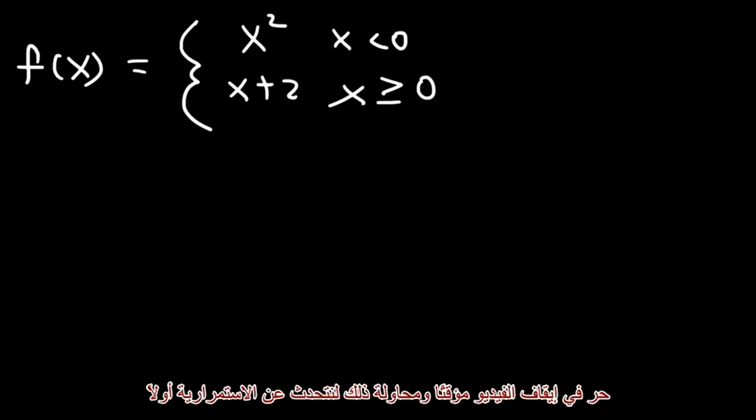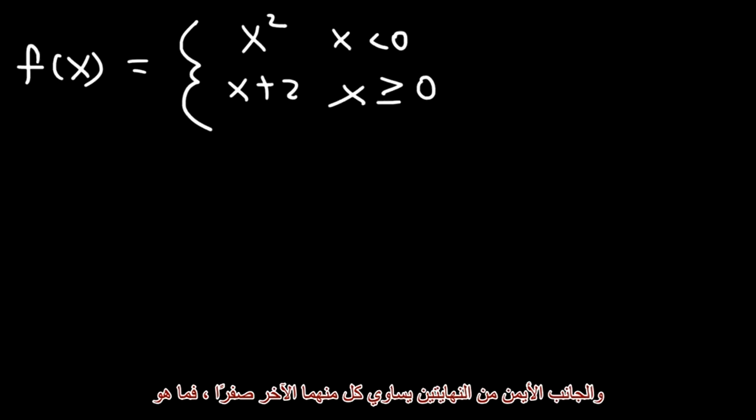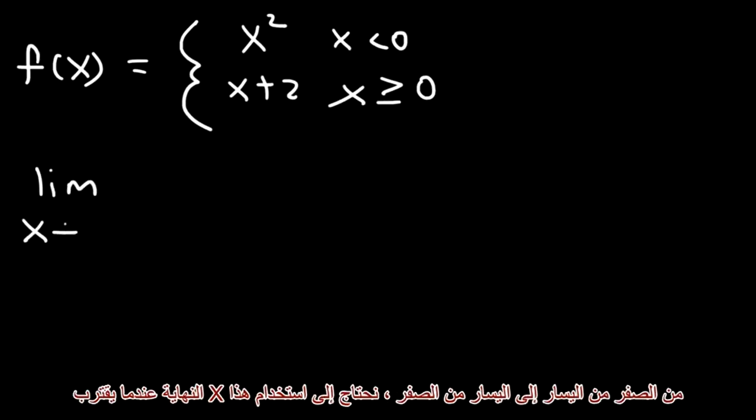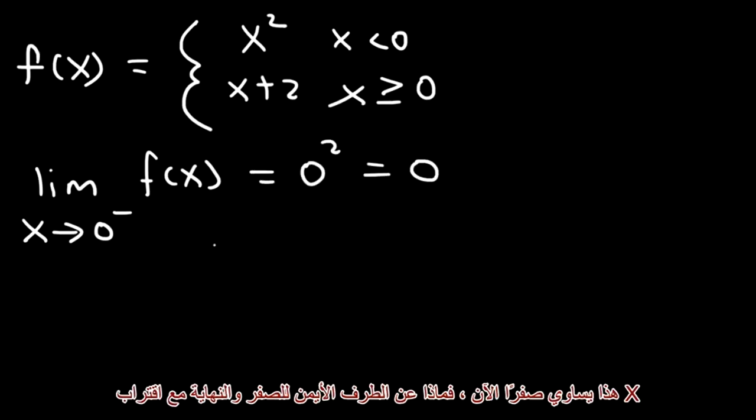So let's talk about the continuity first. In order for a function to be continuous, we need to make sure that the left side and the right side limits are equal to each other at 0. So what is the limit as x approaches 0 from the left? To the left of 0, we need to use this portion of the piecewise function. So that's going to be 0 squared, and that's 0.